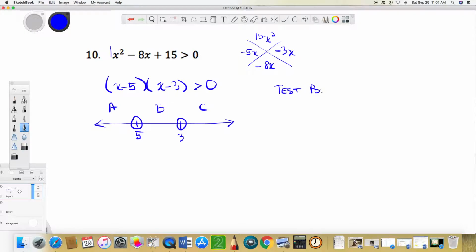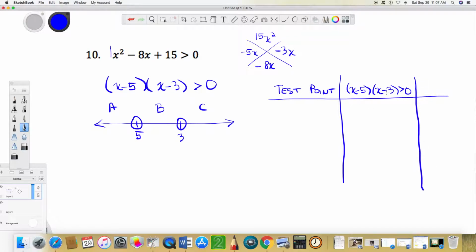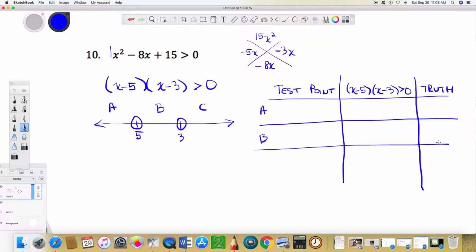where my first column, I'm just going to label it test point. Or sometimes I put region up there. This table is just to help me with organization, but I don't know how consistent I am with the column headings. So in region A, I'm going to pick a test point. In region B and in region C, a test point.